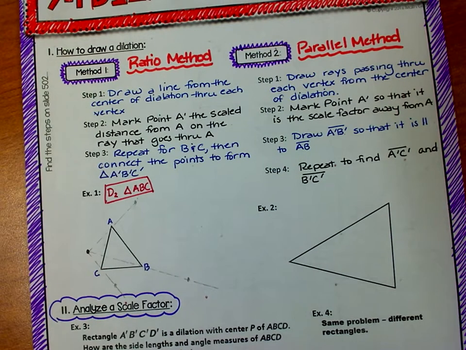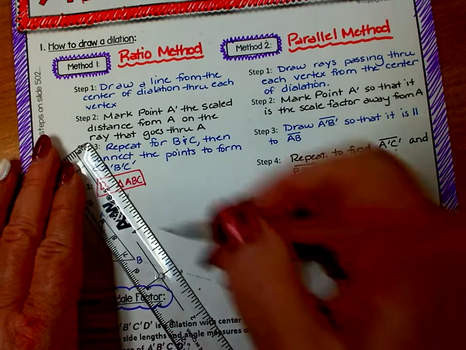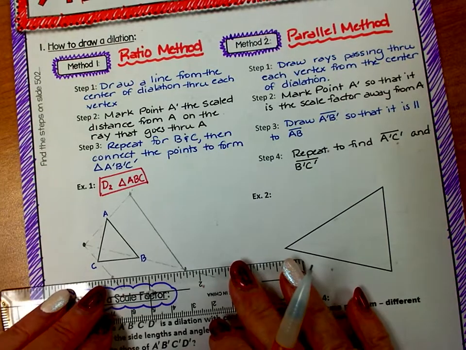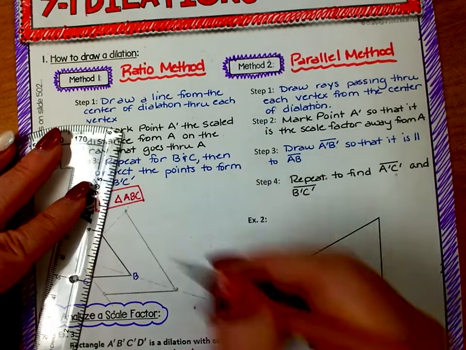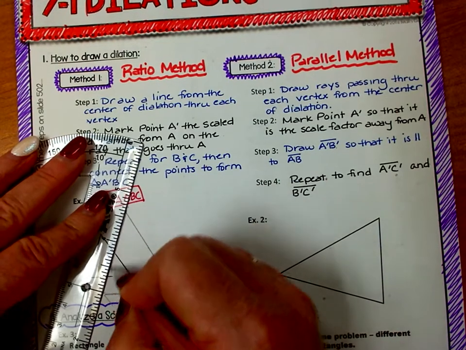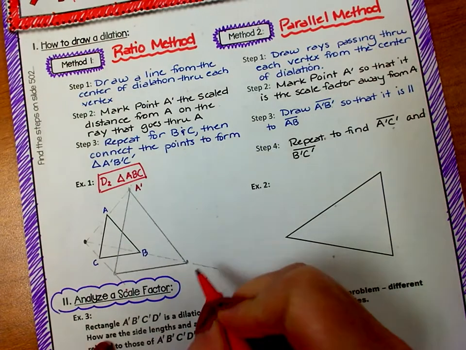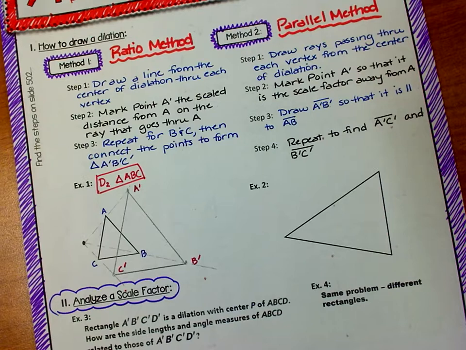Now I've got 3 points, and I'm going to connect those points. So I'm going to connect these two out here, and then I'm going to connect these two, and finally I'm going to connect those two. And so we have our new set of points. So now this is A prime, B prime, and C prime. So we just doubled the size of our triangle.